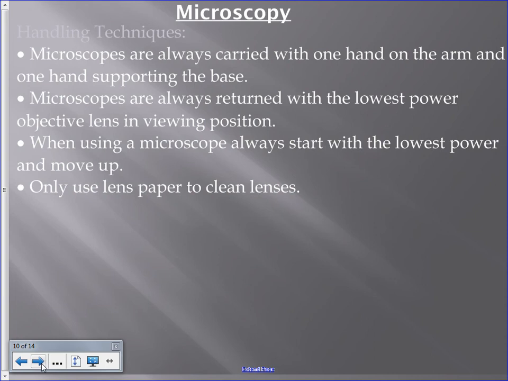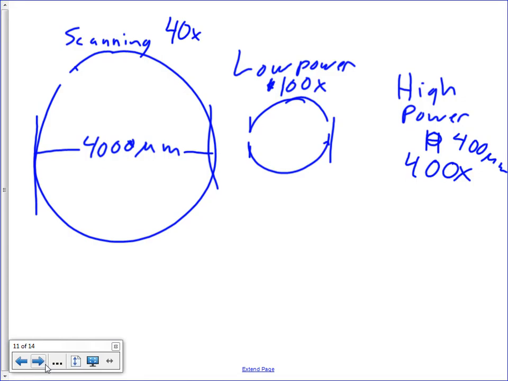Okay, always start with the lowest power and move up from there. So here's what we're looking at. If I use the scanning power lens, you're going to want to draw this. If I'm looking through the scanning power lens, I can see a circle with a diameter of 4 millimeters. That's 4,000 micrometers.